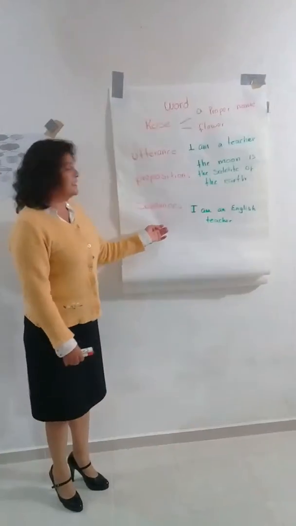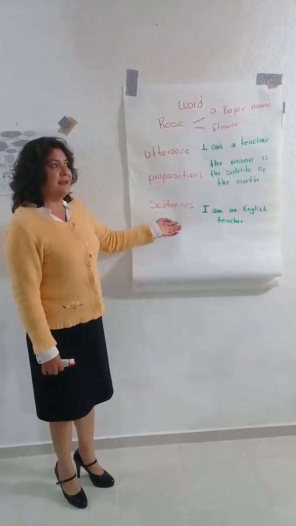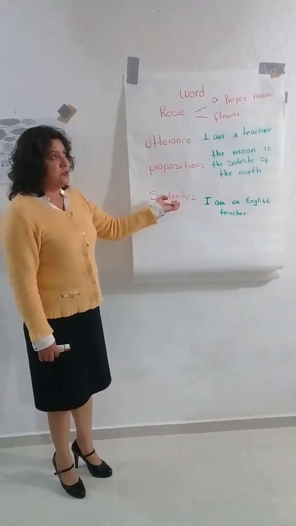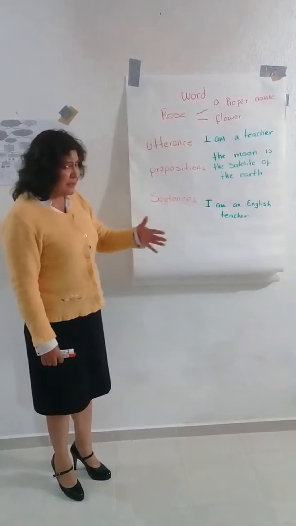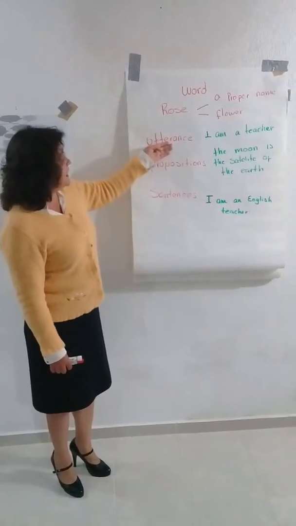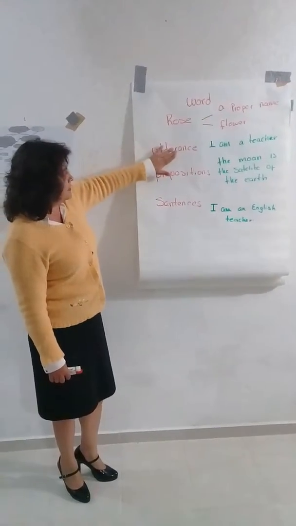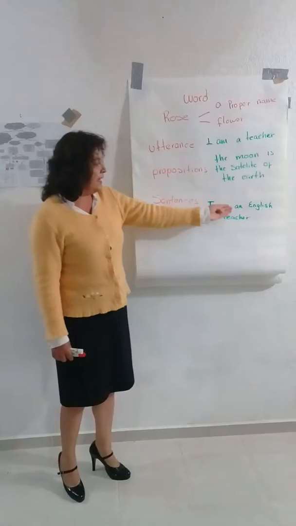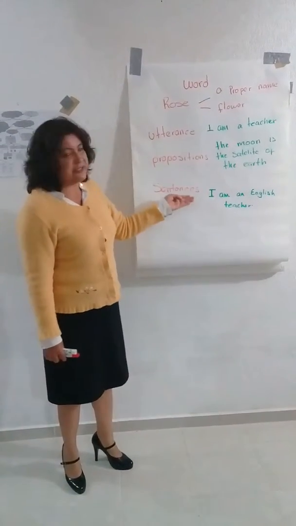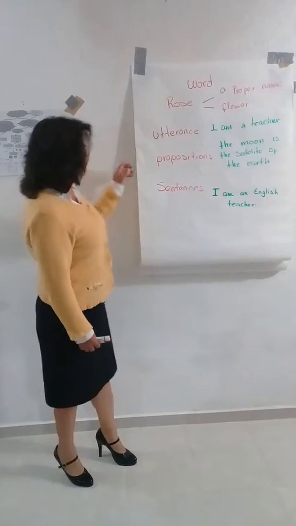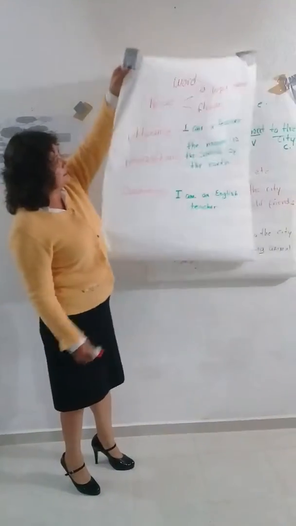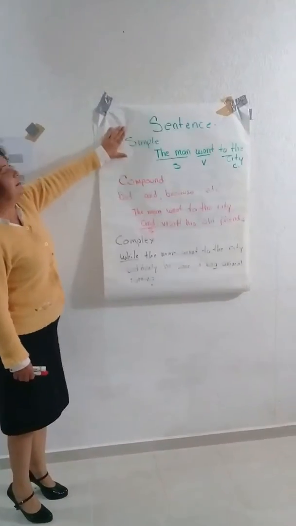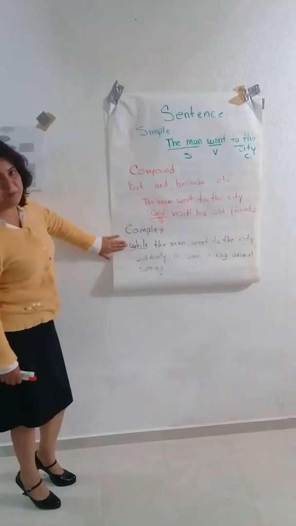Now about sentences. The word sentence refers to a group of words that join together to give a meaning to something. In this case, I am going to use my utterance, I am a teacher, and I turn it into a sentence because I am going to say, I am an English teacher. So, this is not an utterance now, it's a sentence. Sentences can be simple, compound, and complex.